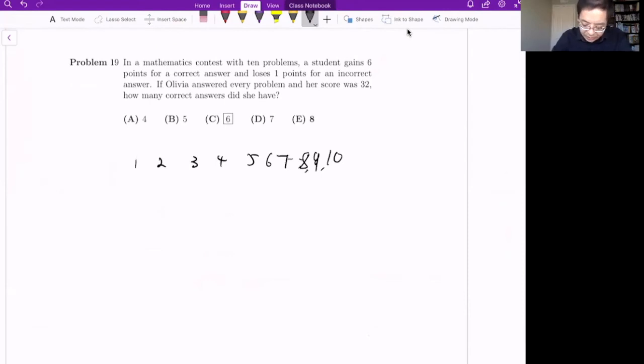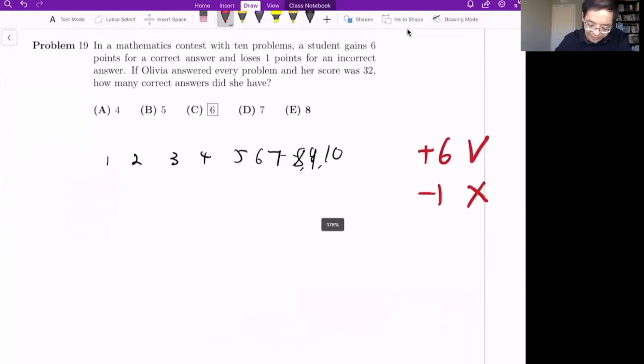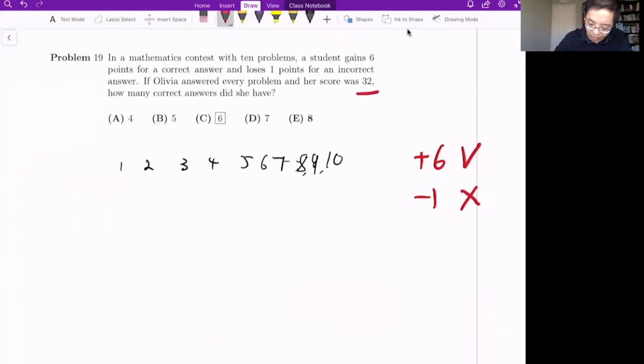If a student gains 6 points, so if the answer is correct, then they get 6 points. If the answer is wrong, then they lose 1 point. If Oliver answered every problem and her final score is 32, how many correct answers did she have?